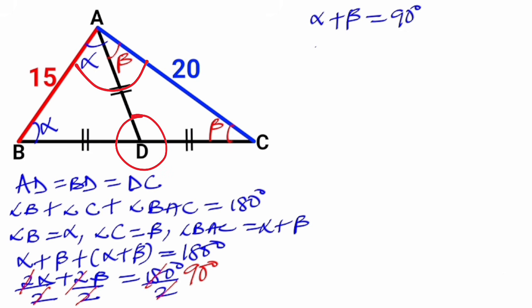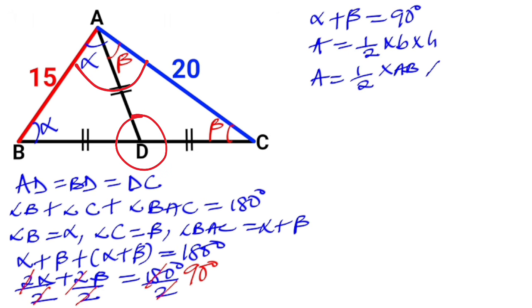For a right-angled triangle, the area can be calculated using the formula: area is equal to 1 over 2 times base times height. In this triangle, we can consider AB as the base and AC as the height. And this follows that the area is equal to 1 over 2 times AB times AC. AB is equal to 15. AC is equal to 20.